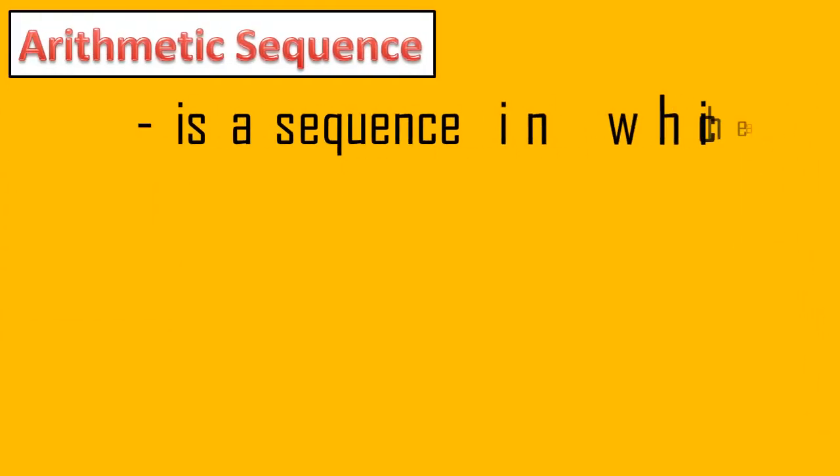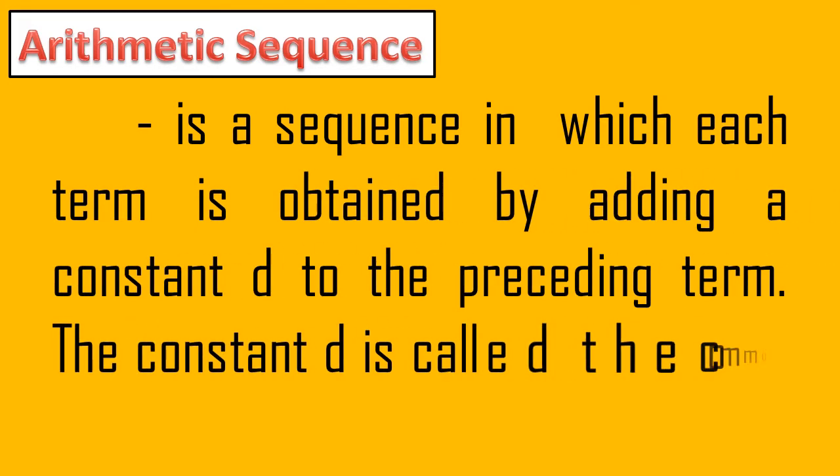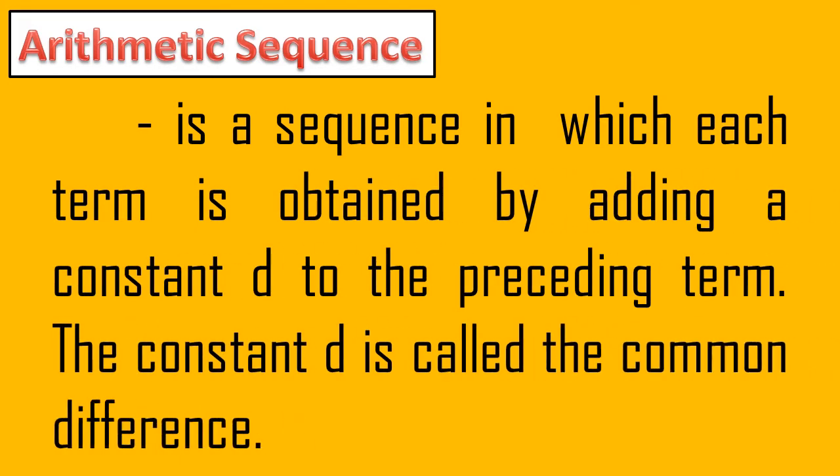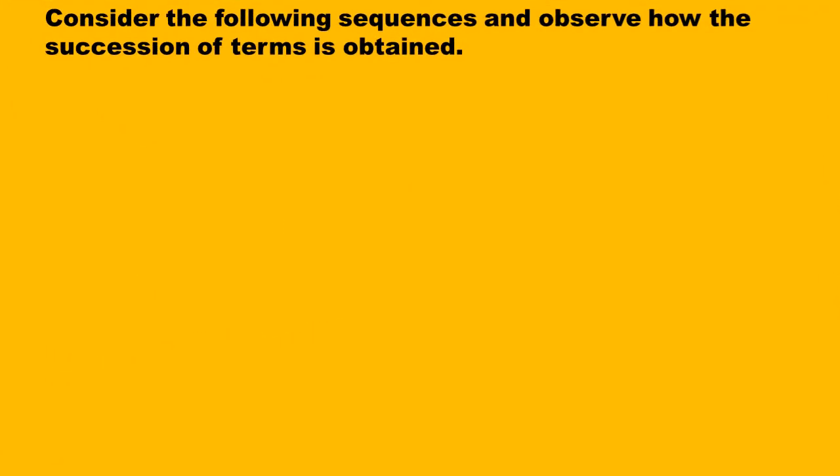Arithmetic sequence is a sequence in which each term is obtained by adding a constant d to the preceding term. The constant d is called the common difference. Consider the following sequences and observe how the succession of terms is obtained.